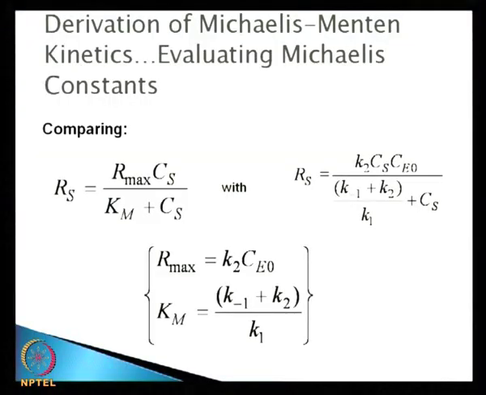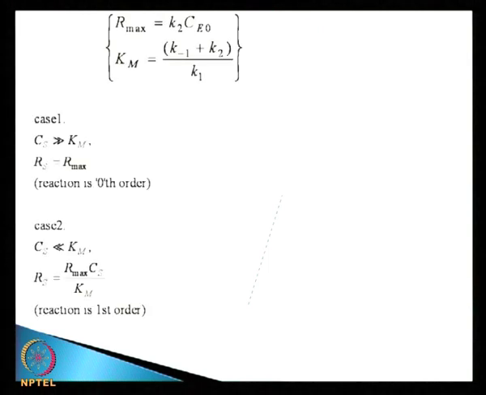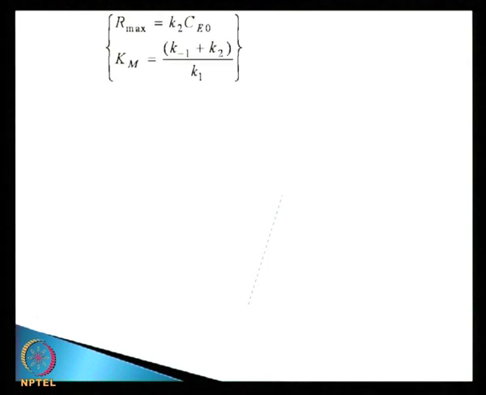Clear? And Km just comes out of the calculations, right? Is the physical understanding clear to all of you? Okay. So we'll move on now. What we'll do is look at how to evaluate these constants. Okay. So these two, R max and Km, are now my two constants.